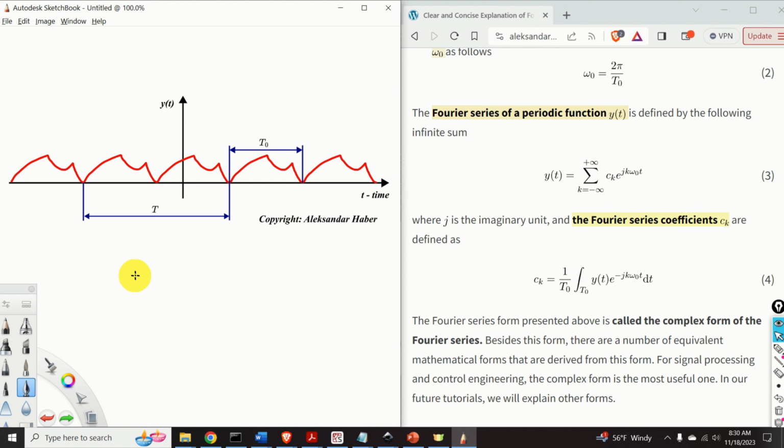The Fourier series of a periodic function y of t is defined like this. y of t is equal to the sum, where the index of the sum k goes from minus infinity to plus infinity, and we are summing these terms: Ck, where Ck is the Fourier series coefficient multiplying this complex exponential, e to the power j, where j is the imaginary unit, multiplying k, multiplying omega 0, and multiplying time.